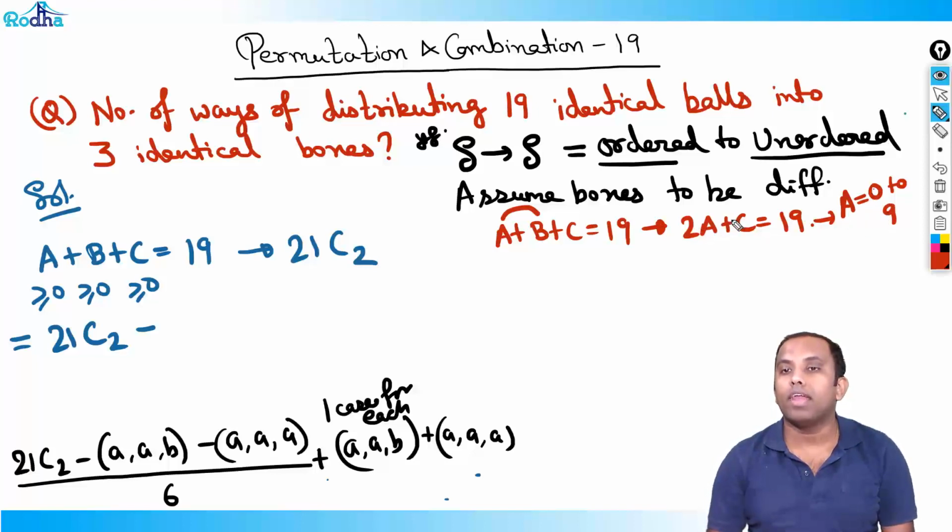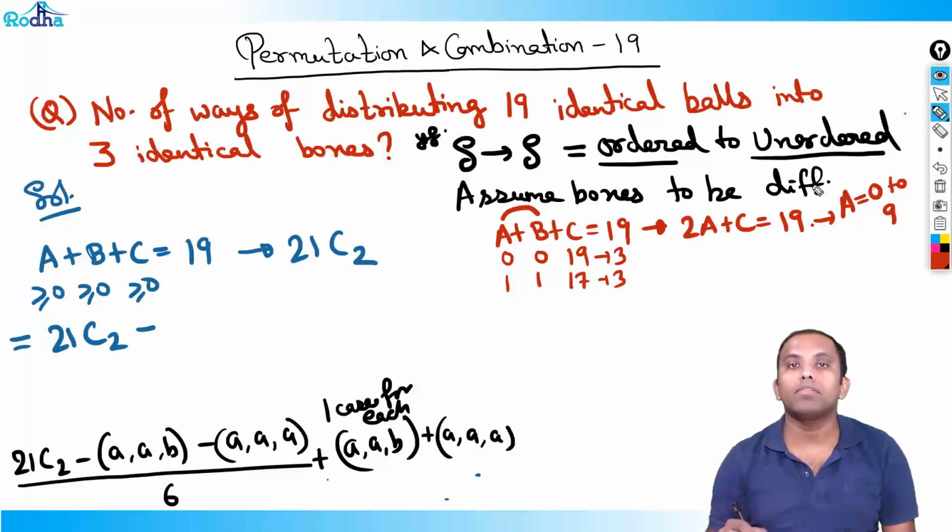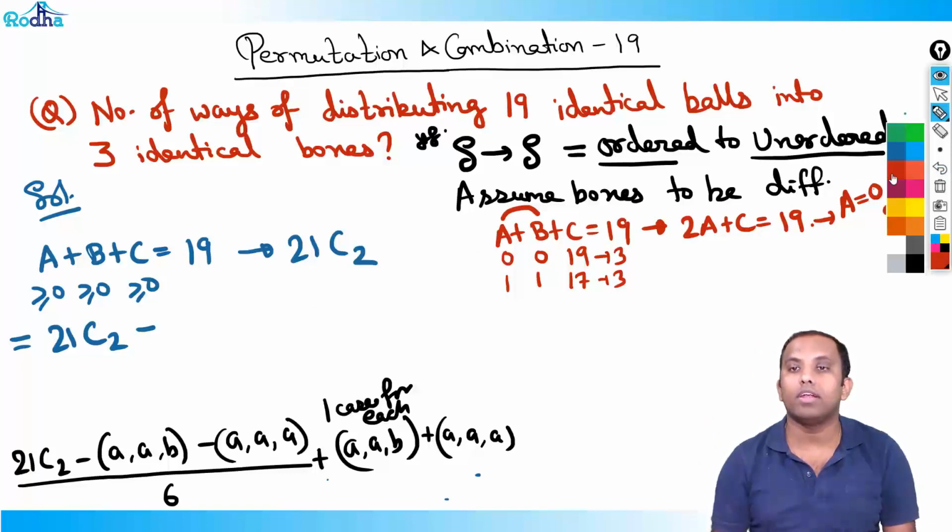So when A is 0, B is 0, then C is 19. How many cases for it? 3 cases. When A is 1, that means B is also 1 because we have taken A equal to B. A equal to 1, B equal to 1, what is C? 17. How many cases? 3 cases, right? That means for each value of A, there is one ordered for AAB, and one ordered for AAB means 3 solutions. There are 0 to 9, 10 values of A. How many solutions? 30 solutions, that is 3 into 10.